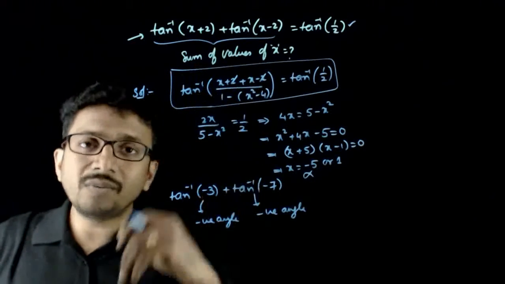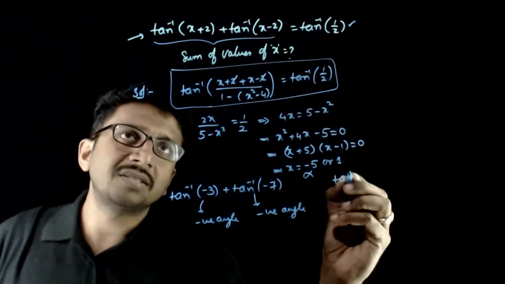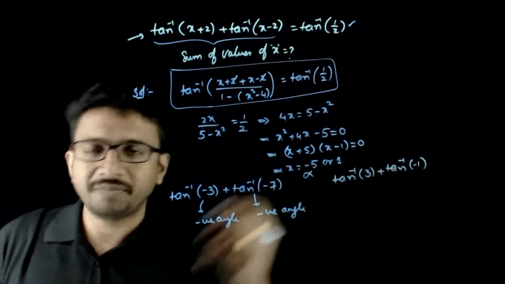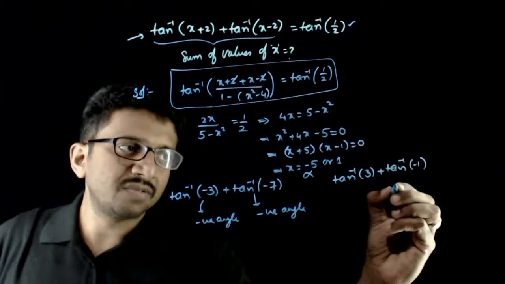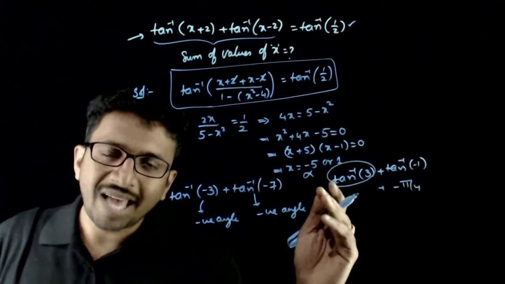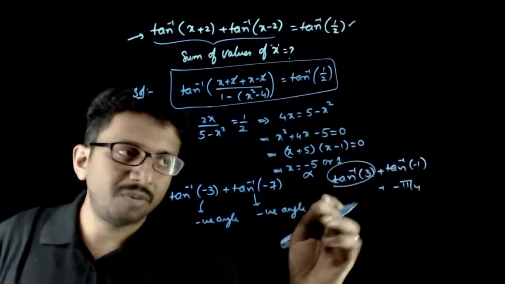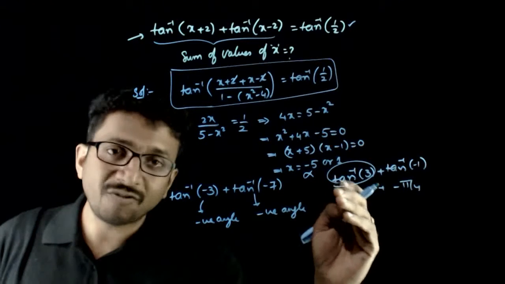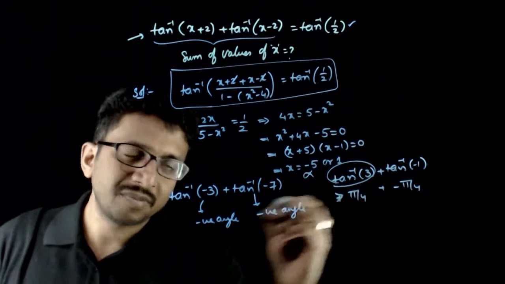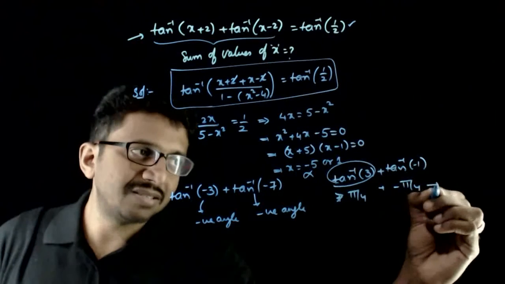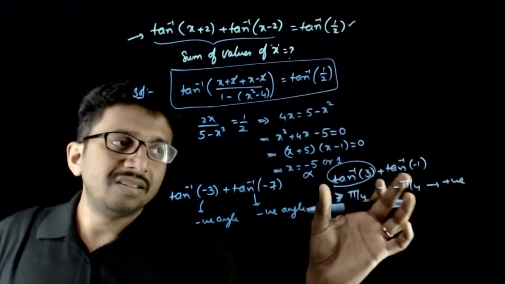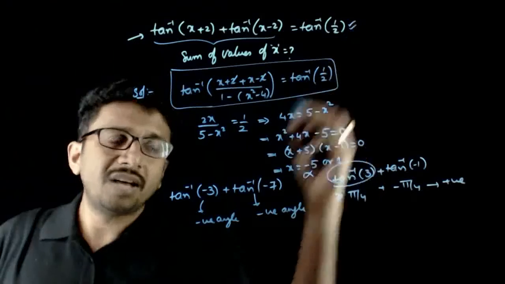And if you put x equal to 1, we get tan inverse of 3 plus tan inverse of minus 1. Tan inverse of minus 1 will be minus pi by 4, and tan inverse of 3 will be an angle which is more than pi by 4, because tan inverse of plus 1 is pi by 4. Tan inverse of plus 3 is greater than pi by 4. So the sum of these two is a positive number which lies in the range. Hence, this will be equal to tan inverse of half.